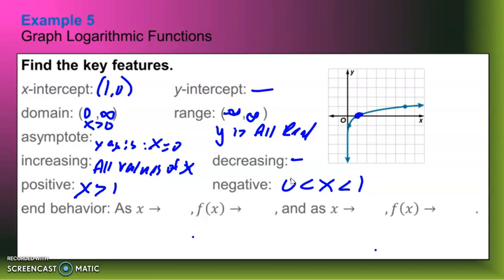And then the end behavior: as x approaches 0 from the positive side, that means when I go to the left, I'm approaching 0, f of x approaches negative infinity. And as x approaches positive infinity, so when I go to the right, my y value approaches positive infinity. It keeps on increasing.